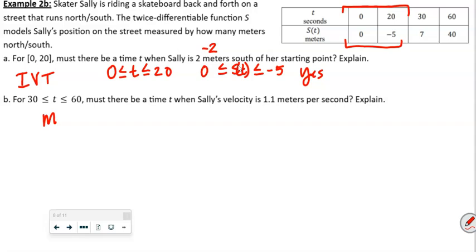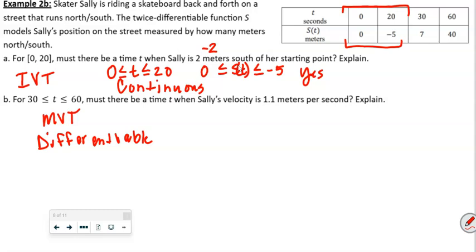And again, this is true because it's continuous, and it's continuous because it's twice differentiable. Okay, this is differentiable because it's twice differentiable. Okay, and those are the conditions for us to be able to do this. So now this one, again, what are we looking for? We're looking for slope, okay? So this time we got between 30 and 60.